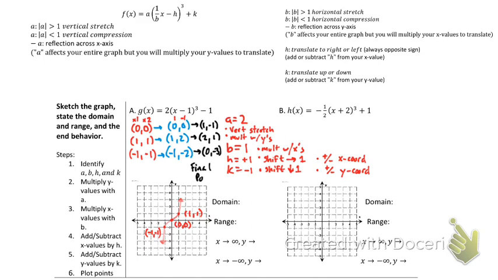Now I'm going to plot them. As we plot them, you should notice whatever you described here: we're going to have a vertical stretch, and we're going to shift over 1, down 1. So let's see if that happens. So I'm going to have 1, -1. So 1, -1.